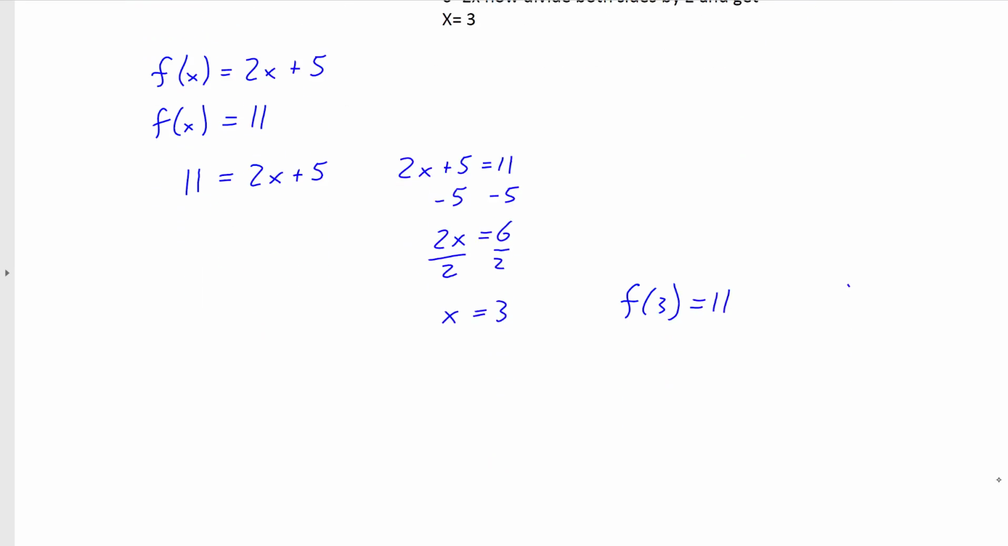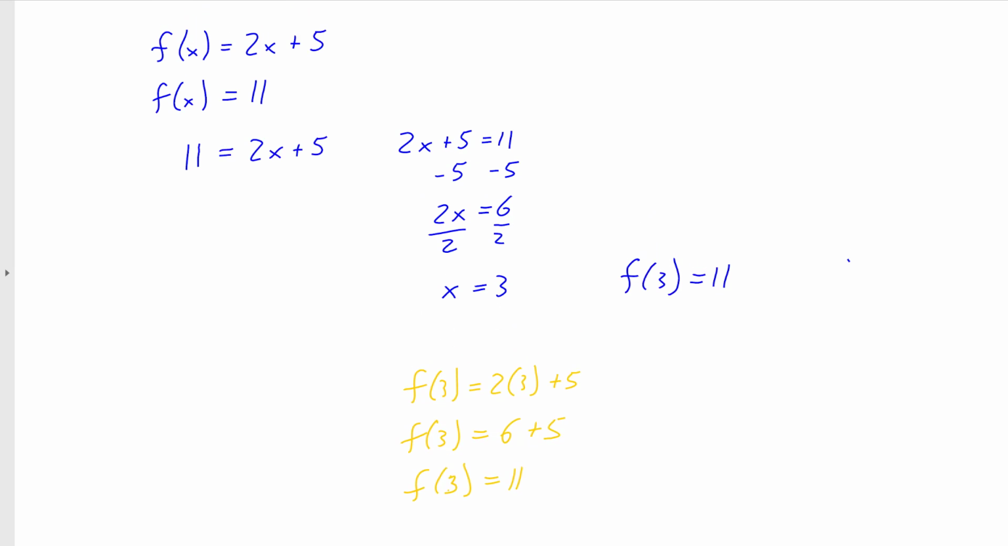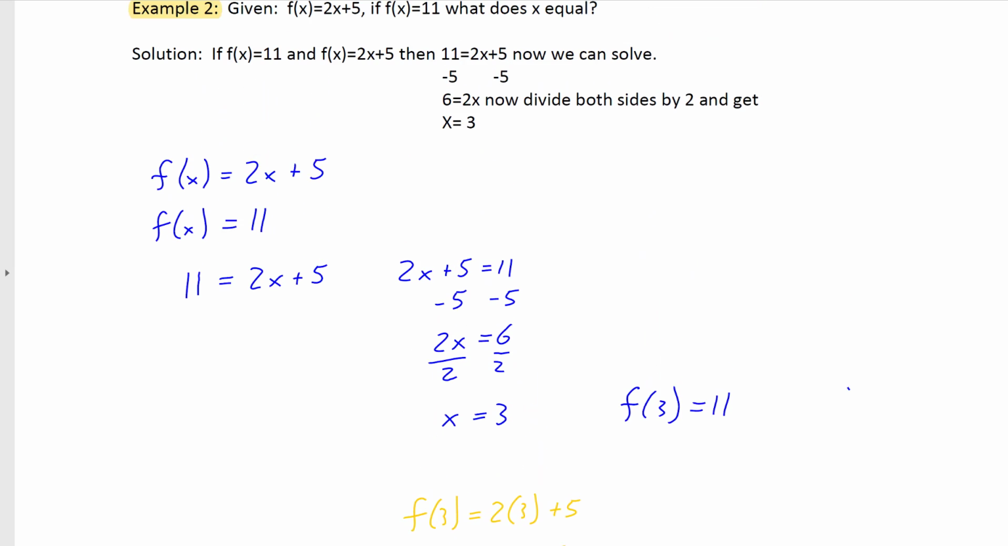We can figure out what f of 3 is if we want to check ourselves. So f of 3 is equal to 2 times 3 plus 5. F of 3 is equal to 6 plus 5. F of 3 is equal to 11. But we didn't know that it was 3 as an input first, so we had to use that 11 as the output and then solve to get there. And that's what makes these questions a little bit more interesting.